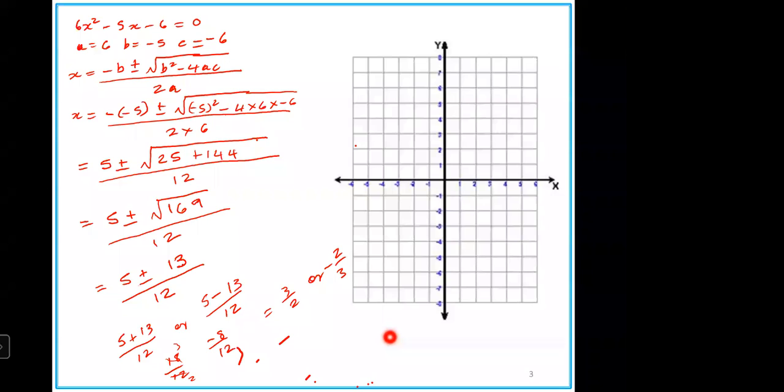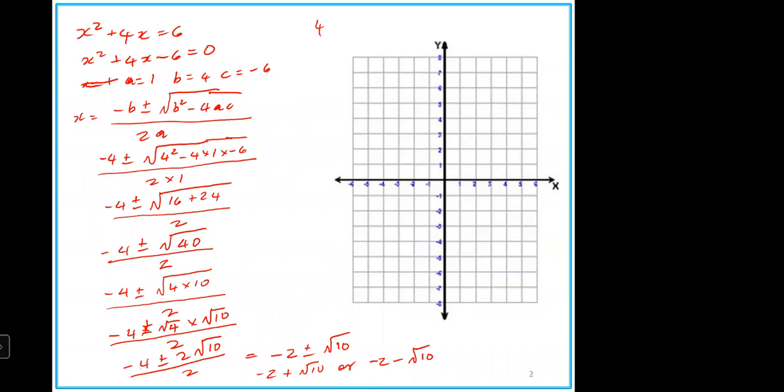3 over 2 or -2 over 3. All right, so once this number here is a perfect square, you can go ahead and find the square root. But if it's not a perfect square, then you'd have to do like what we did with the previous example, leave it in radical form and try to simplify it as best as you can.